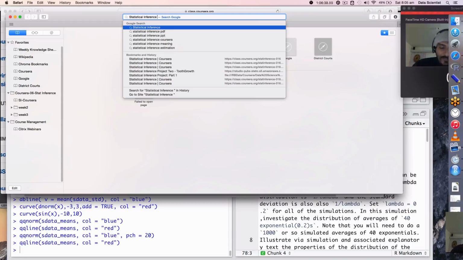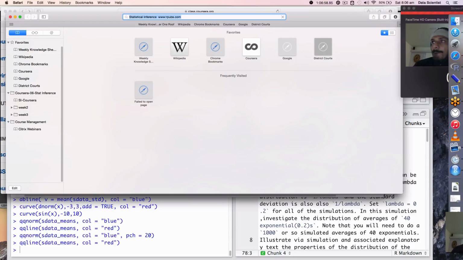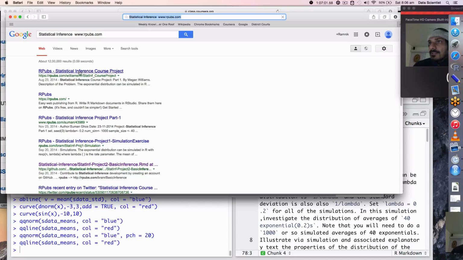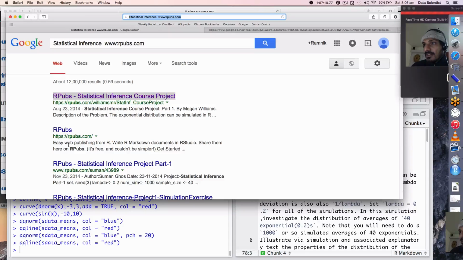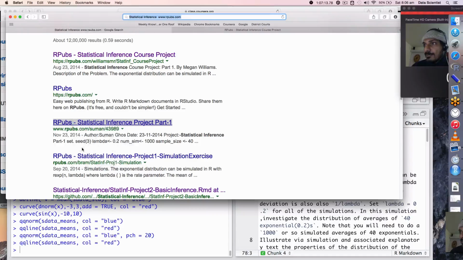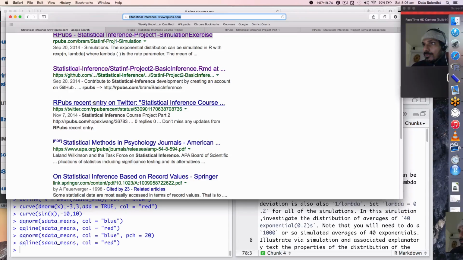So I'm searching statistical inference in a particular website, www.rpubs.com. This is the way to search within a particular website. I don't know if you were aware of this command. How many of you are aware of it? If I do this, I get different people who have submitted this project. I'll open these. This guy has done it, so I open it in a new tab. Somebody else has done it, I open that. Somebody else, I open. Okay, so this is project part 2.